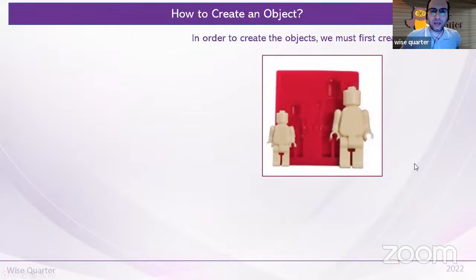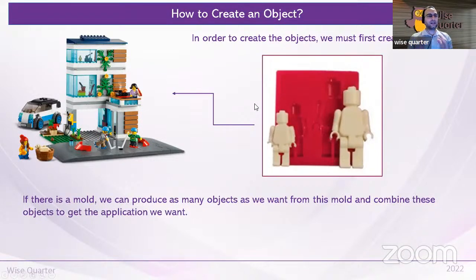Yes. How do we create an object? Actually, just like there are Lego parts, to create an object, you need a mold. First, we need to create a mold to create an object. When we create a mold, I will explain later, of course, how to do it, we can create the same object again and again by using that mold. And that mold is called a class in Java. We are going to create a class, and from that class, we will create objects. If we have a mold, we can create as many objects as we want from that mold. And we will combine those objects to create the application we want.